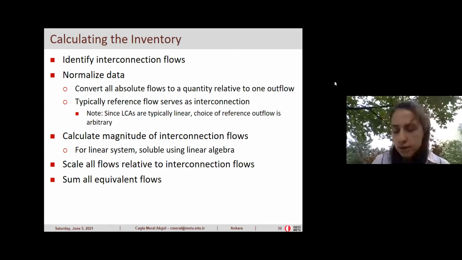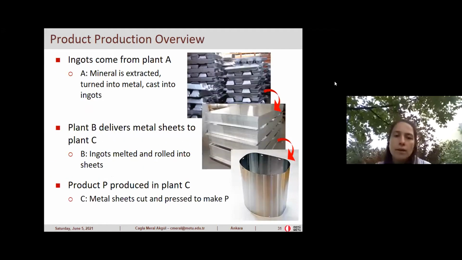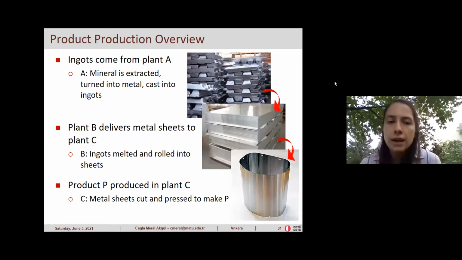And then once everything is converted, you sum all equivalent flows. Here is an example, a product, trash can. Okay, biz çöp tenekesi yapacağız. The flow is like this.